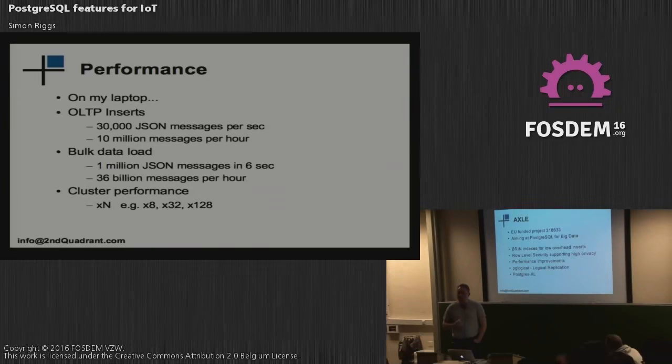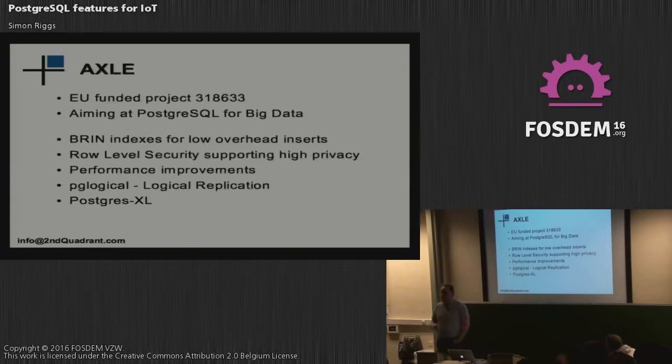So where does all this come from? We ran a project recently called Axel. It was an EU-funded project, so almost all of you sitting in the room have been paying your taxes, I hope, and that's actually gone towards funding Postgres for big data. What did we put into Postgres as a result of this project? Well, BRIN indexes, which I've just described. We've also put row-level security into the database, which is of sufficient grade that you can have very complex medical privacy rules inside the database.